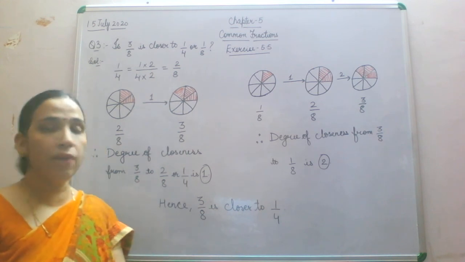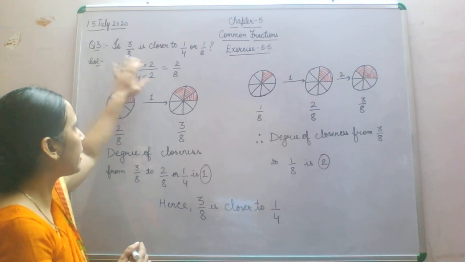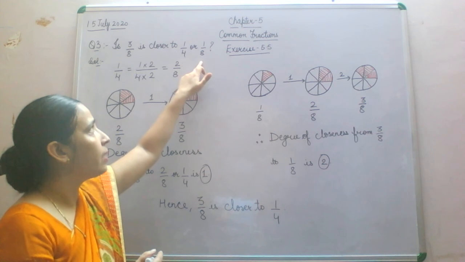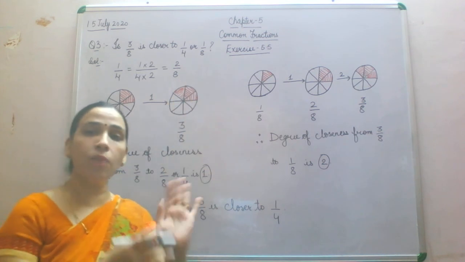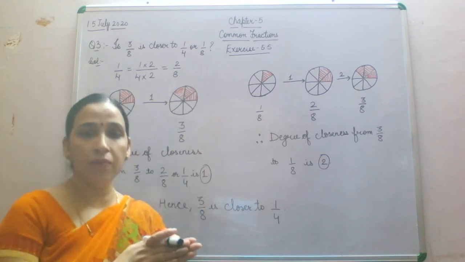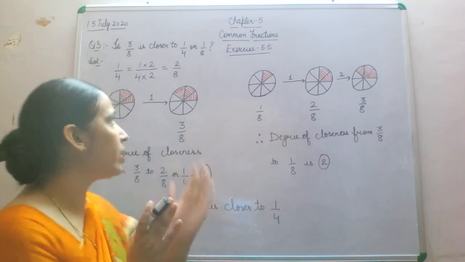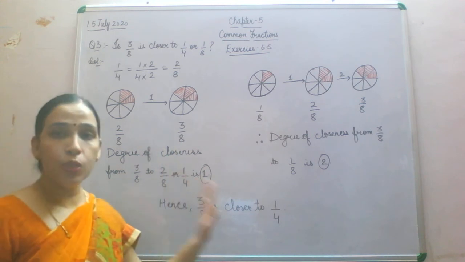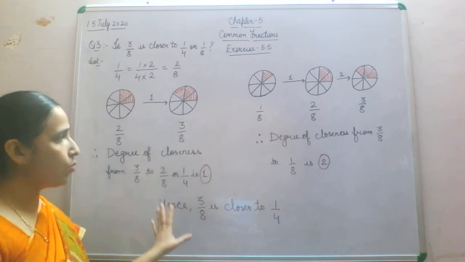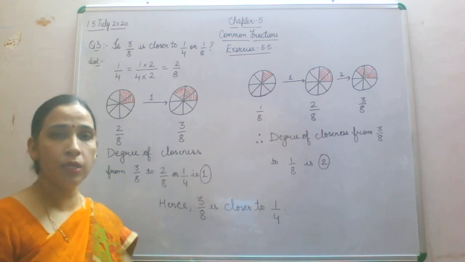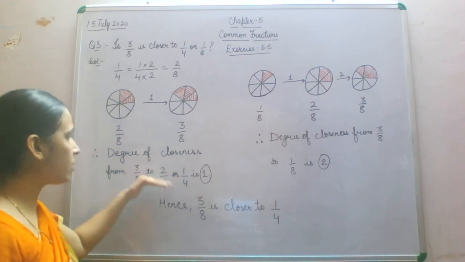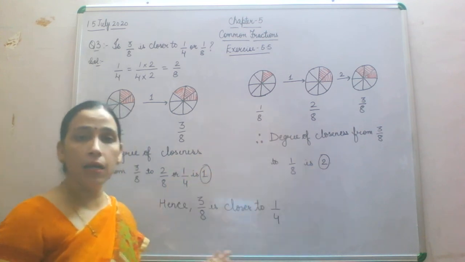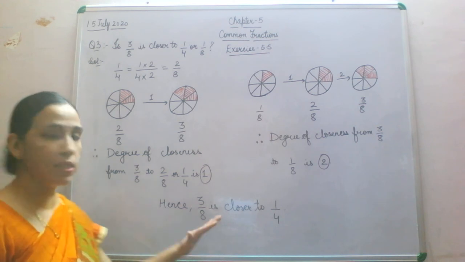So now we have to compare 3 by 8 with 2 by 8, and 3 by 8 with 1 by 8. Because in the other fraction the denominator is already like, you don't need to convert that 1 by 8. In your notebook also, you will divide the page into two portions. In the above portion you will do this part, then the second part, and then lastly you will write the conclusion, 'hence' which is closer.